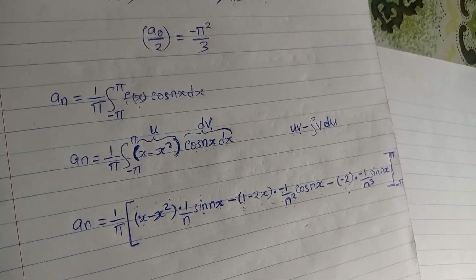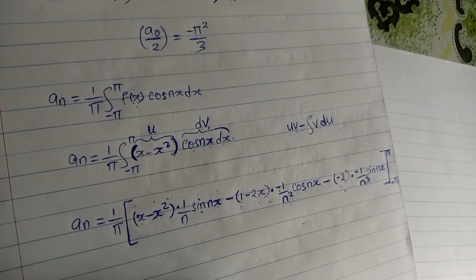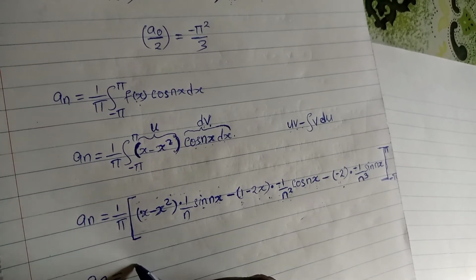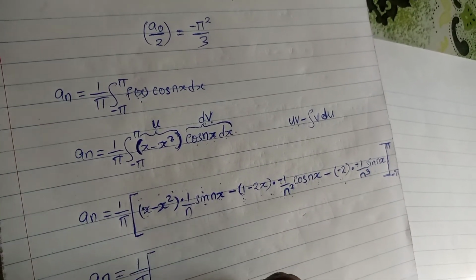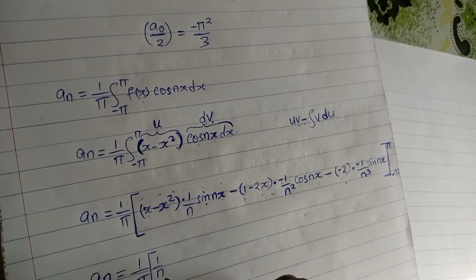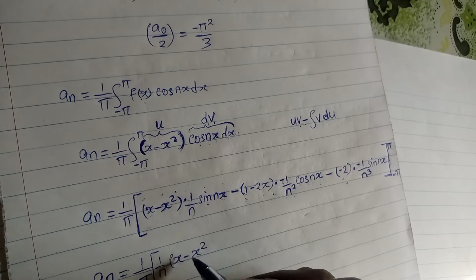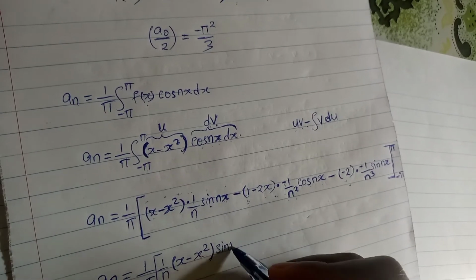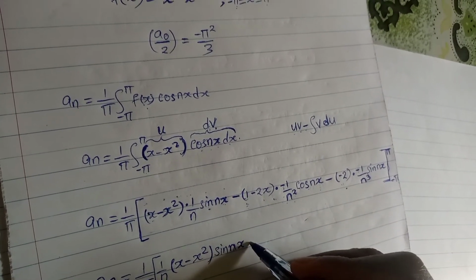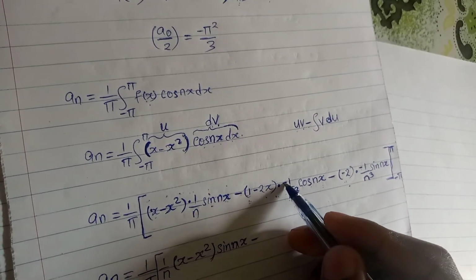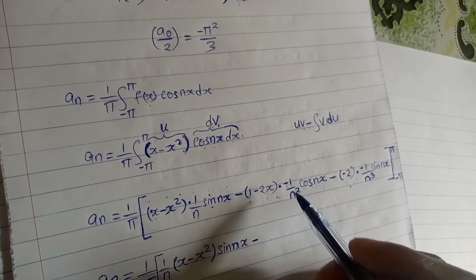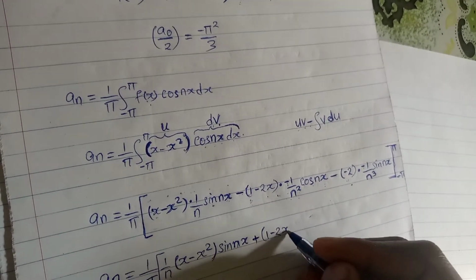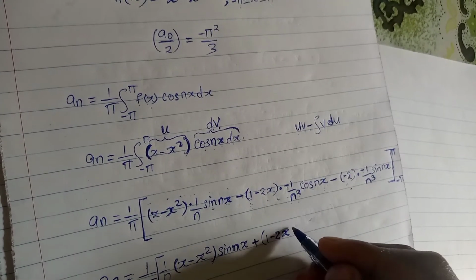Now we can simplify this. So we're going to have a sub n being equal to 1 over pi, times 1 over n into x minus x squared, then sine nx, minus, remember, minus times minus, the product of two minuses, will give us positive. So it will be plus 1 minus 2x.